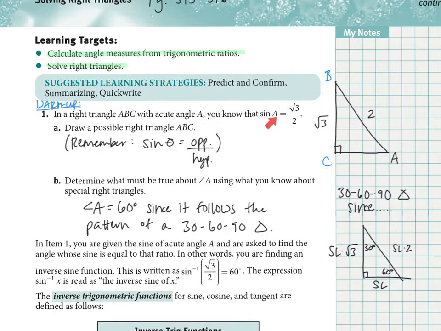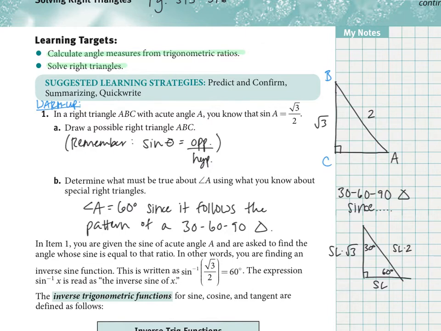We also know that sine A is square root of 3 over 2. So remember, sine of theta, whatever our angle is, is always the relationship of opposite side over hypotenuse. So this is going to be our opposite side of square root of 3. Our hypotenuse is 2. Again, depending on how you drew your picture, keep in mind that wherever your square root of 3 is, it's at the opposite side of angle A.